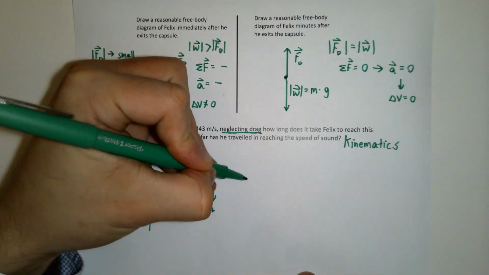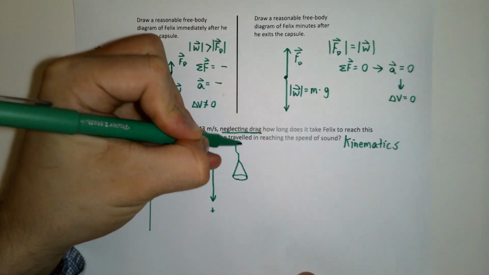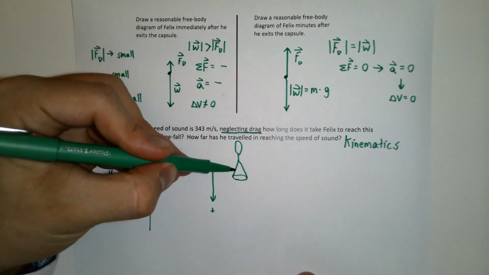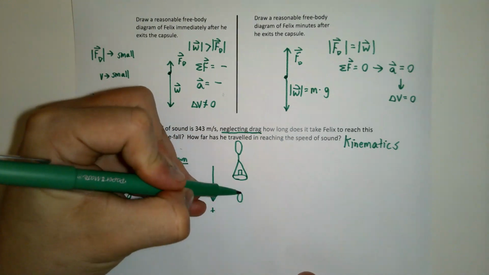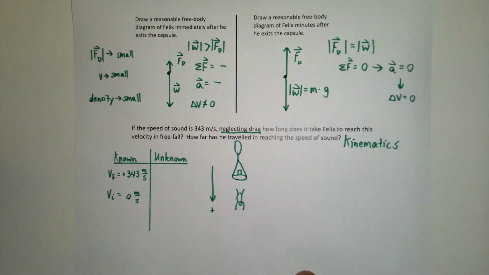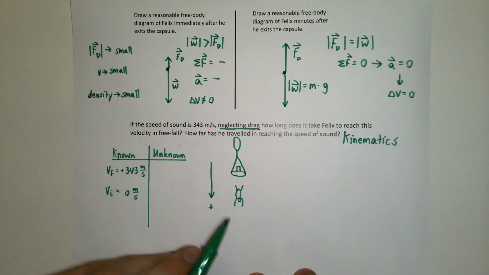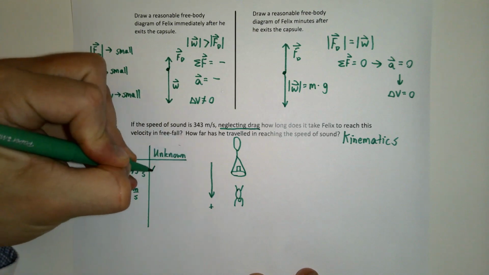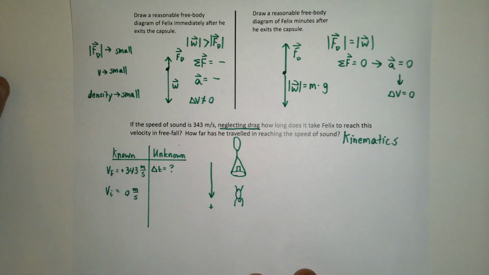We'll also draw a bit of a picture to make some sense of what's happening. Here's a balloon attached to the capsule. Here's the door to the capsule. And then we can draw Felix down below, falling down. As he exits the capsule, he's heading down. He starts with a velocity of 0 meters per second because he just walks off the platform. After some period of time that we don't know, that's one of our unknowns, he eventually reaches this velocity.